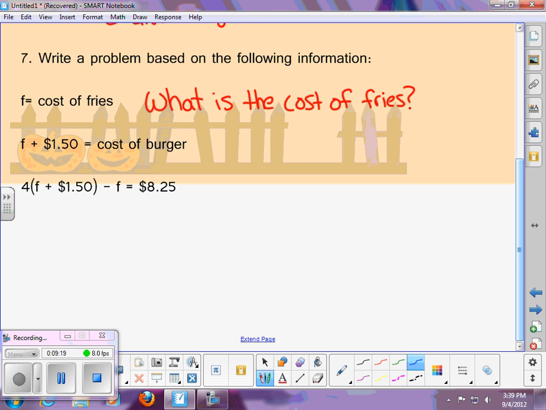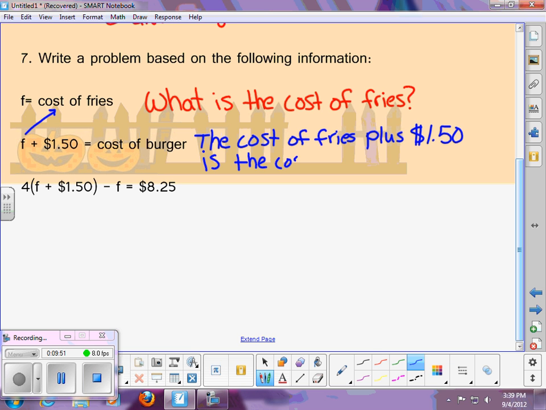From the second statement, I'll just simply write a verbal expression, except for I will not write F plus $1.50, because F stands for something. F stands for the cost of fries. So we'll say the cost of fries plus $1.50 is the cost of a burger.